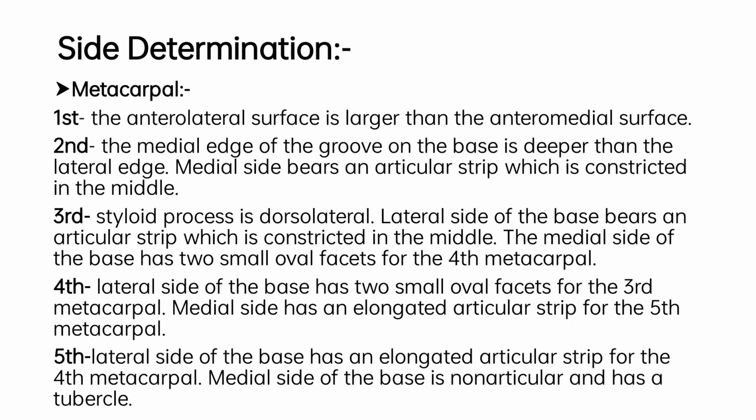The lateral side of the base has an elongated articular strip for the fourth metacarpal, right? The medial side of the base is non-articular because we don't have any other finger left over other than the fifth. We just have 5 metacarpals. We don't have a 6th metacarpal. If we would have a 6th metacarpal, then we could have said here that there is also an elongated articular strip for the 5th. But that's not the case here. So the medial side of the base is non-articular and has a tubercle.